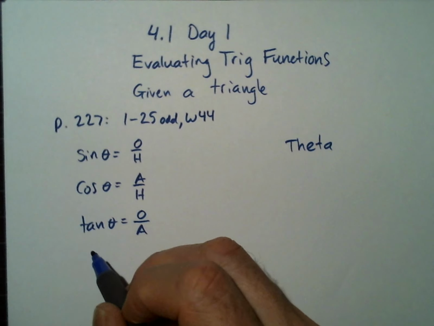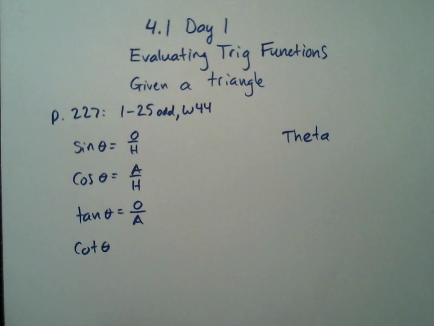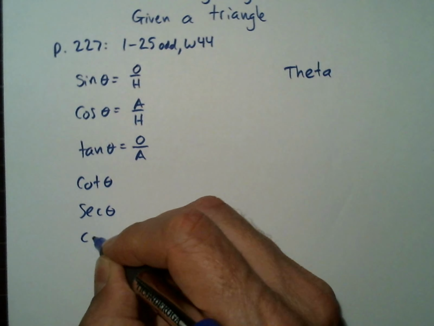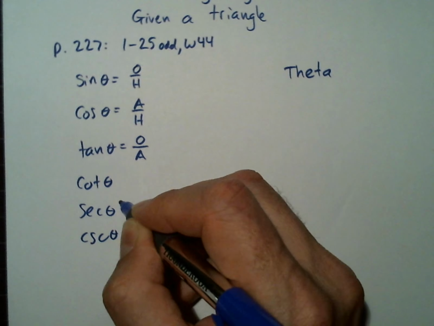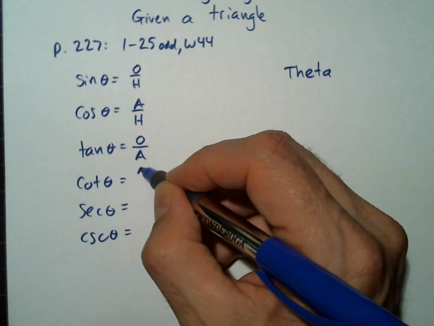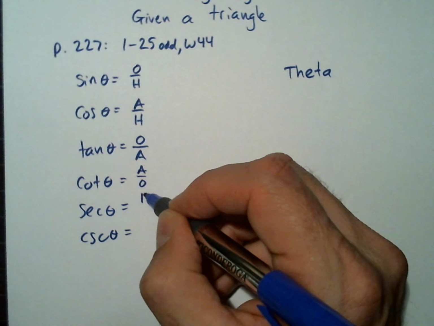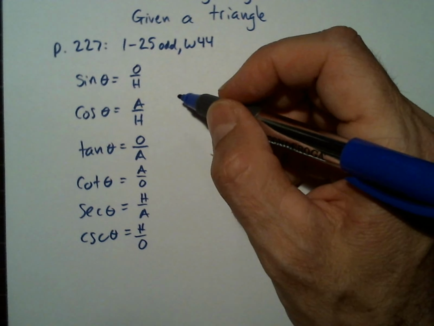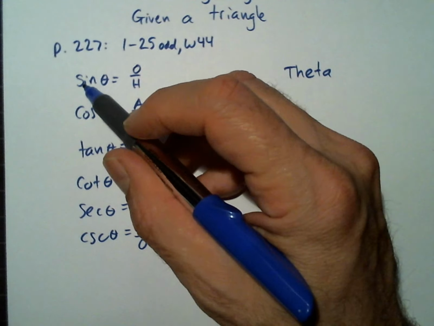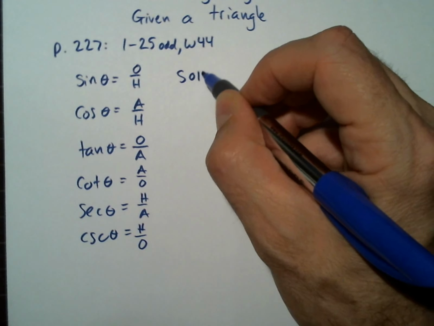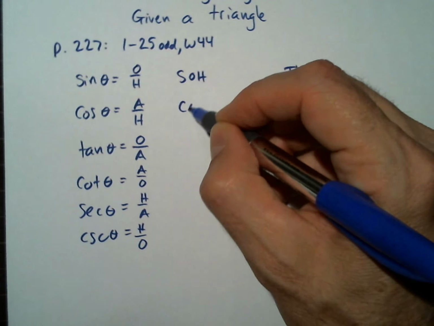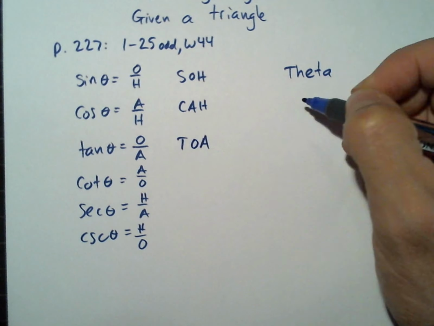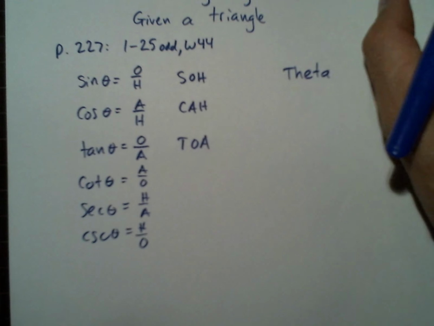And then the others are just the reciprocals. So we'll do the reciprocal of this and the reciprocal of that. And this is also where we get SOH, CAH, TOA, SOHCAHTOA to help you remember the ratios.